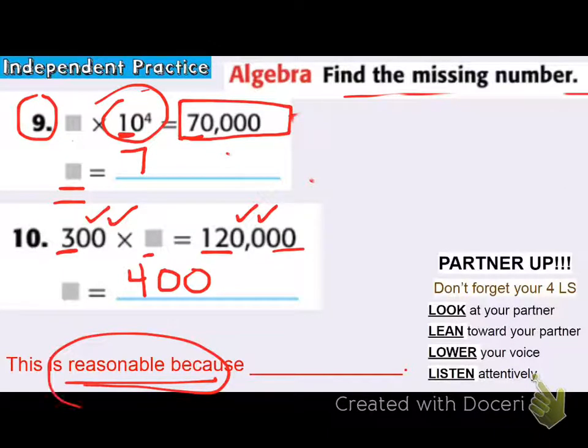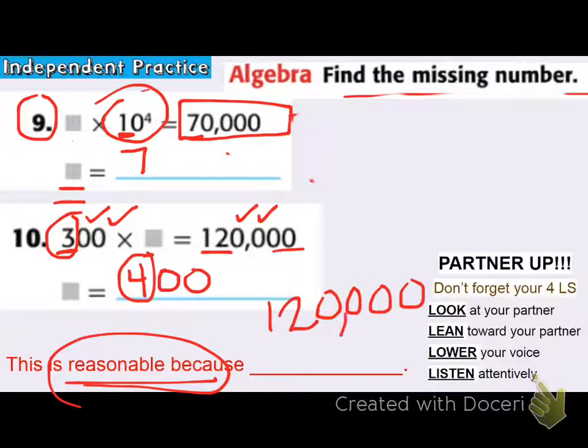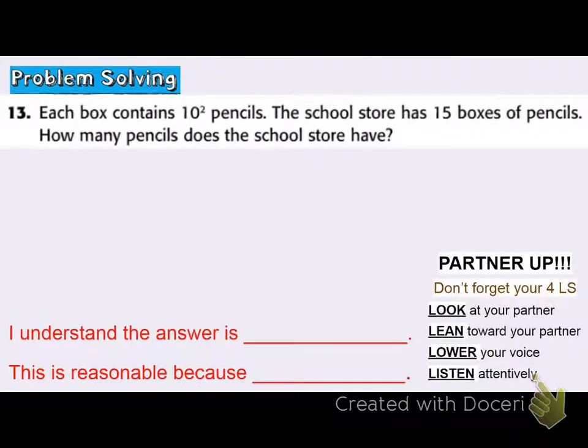Is it reasonable? Well, 3 times 4 is 12. And 300 times 400 would give me those 4 zeros. Oh, it's reasonable. So I know the missing value is 400. It makes sense.